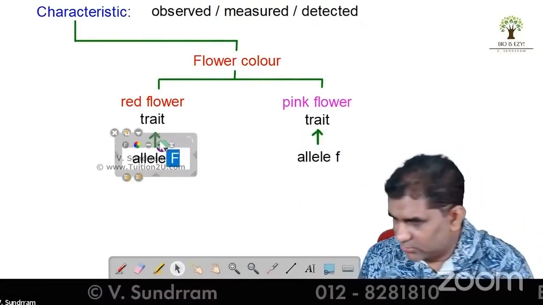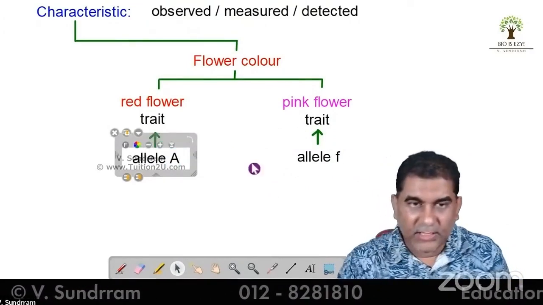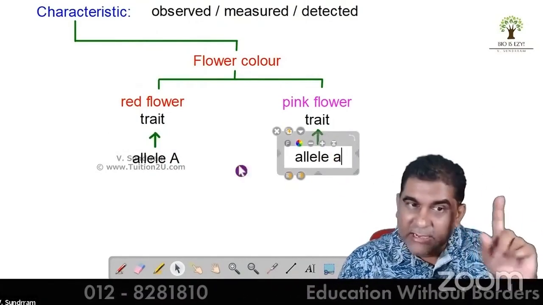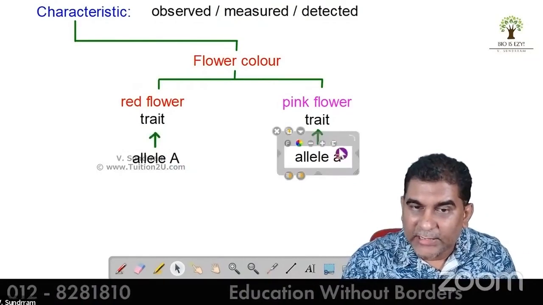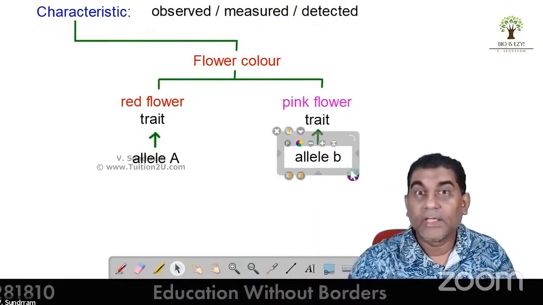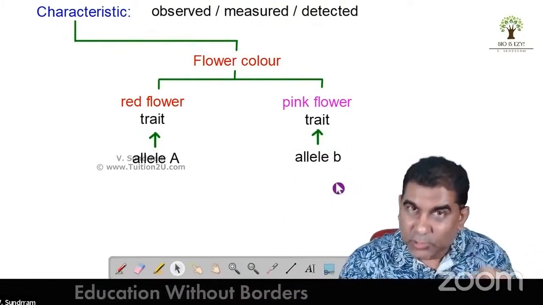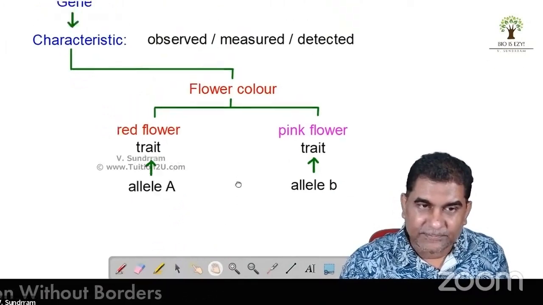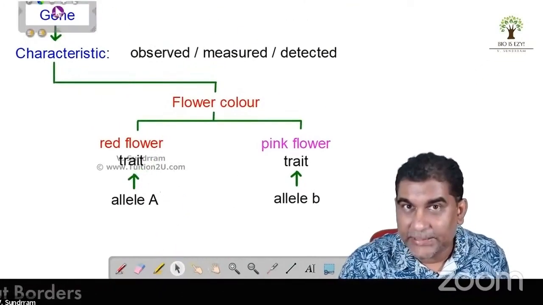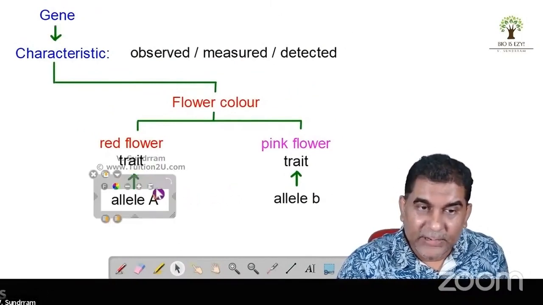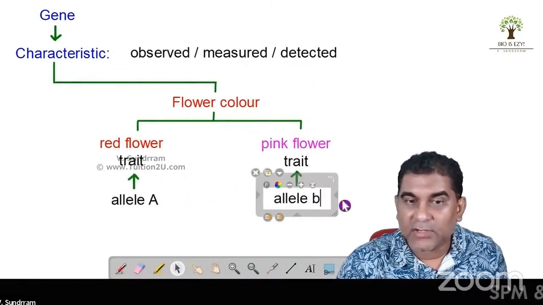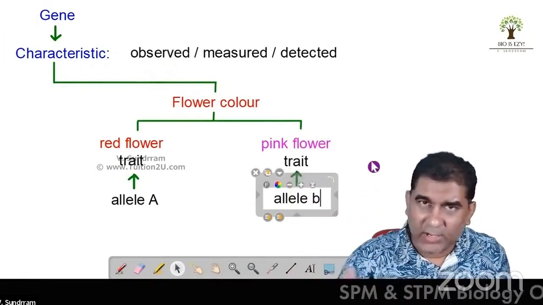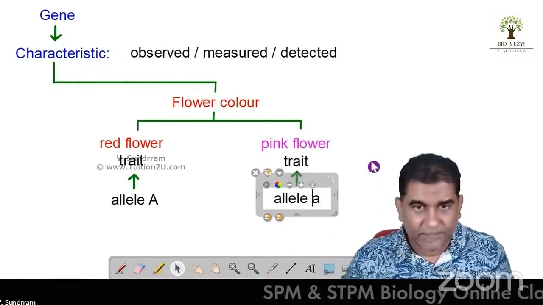Or maybe you use capital A, and here you use small a. You must use the same alphabet. You can't write capital A here and small b here, cannot. Because according to the genetic rule, if the gene is the same, the alphabet must be the same. So I cannot use capital B. If I use small b, that means it's a different gene, not accepted. So I must use small a.